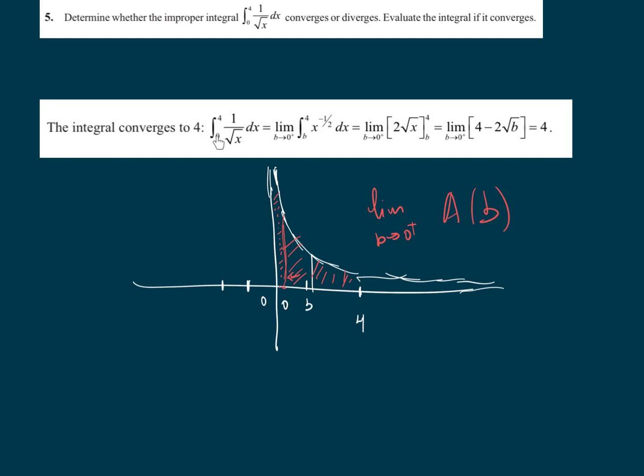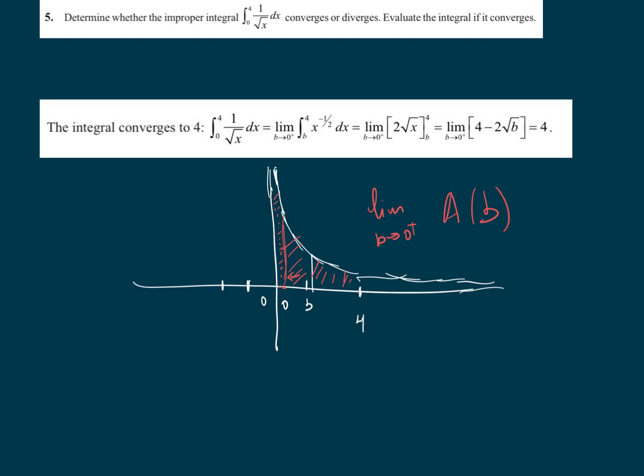So the integral from 0 to 4 of 1 divided by square root of x dx is the limit, from V to 4, when V goes to 0 plus. So the area will be increasing, and increasing to infinity, or increasing to a finite number? Well, let's do it.